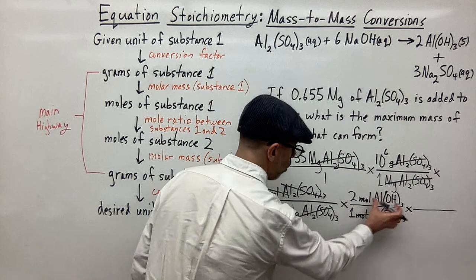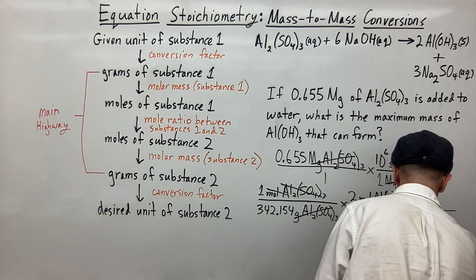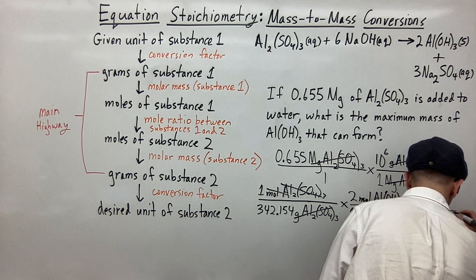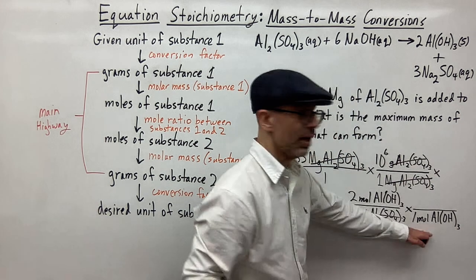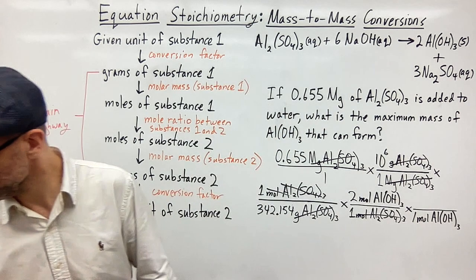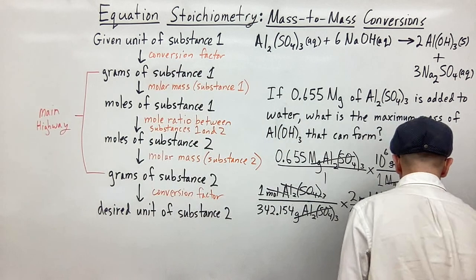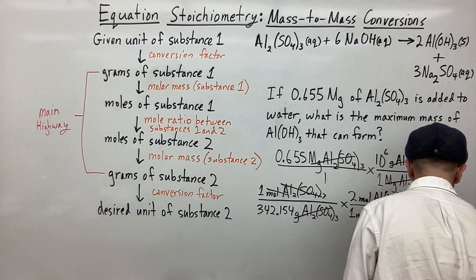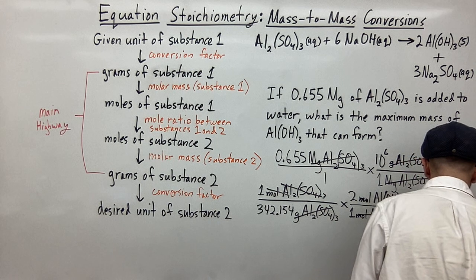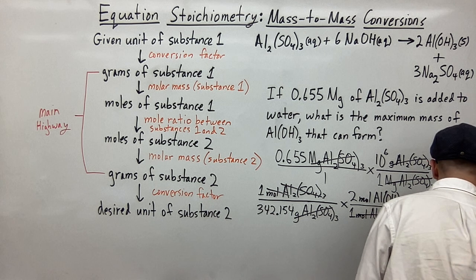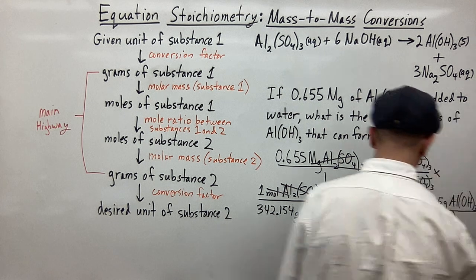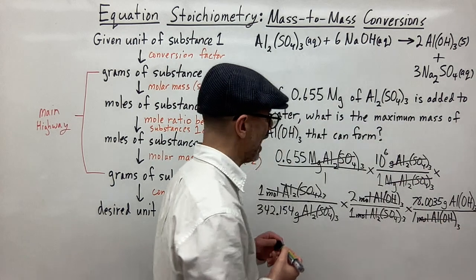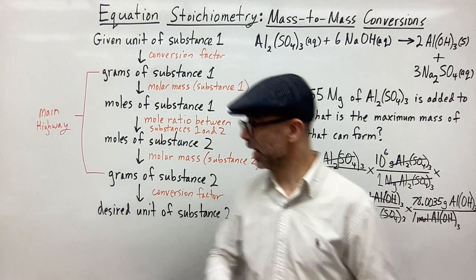So 1 mole. I'm going to put 1 mole of aluminum hydroxide, AlOH3, on the bottom. How many grams is 1 mole? 78.0035 grams of the AlOH3. So moles of aluminum hydroxide cancel out. Now I have grams of aluminum hydroxide.